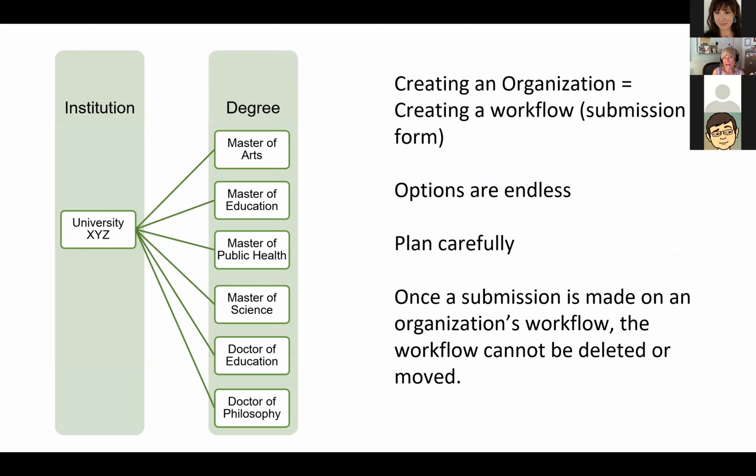So creating an organization, setting up these workflows, the submission forms, the options are endless, as this slide says. You do need to plan carefully. And I can provide another scenario, something that Baylor University is looking at. Ideally, what we would like to do is to create colleges for arts and sciences, the graduate school, the honors college, and Truett Seminary. So we would have four colleges.